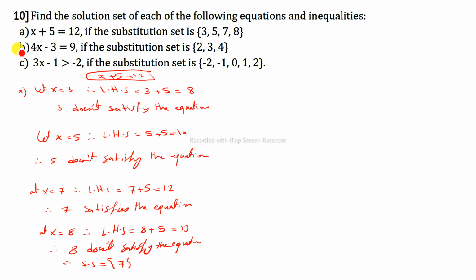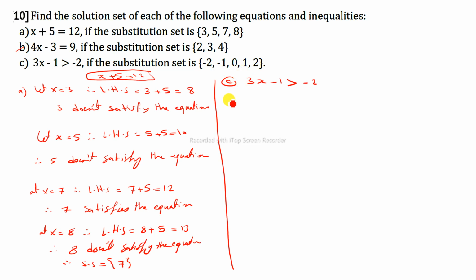تعال letter B the same way. تعال نشوف بقى ايه inequality letter C. letter B خلاص انت هتحل بنفس الطريقة. Letter C the inequality 3x minus 1 is greater than negative 2. هنا طبعا السبستيتيوت set negative 2, negative 1, 0, 1, 2.